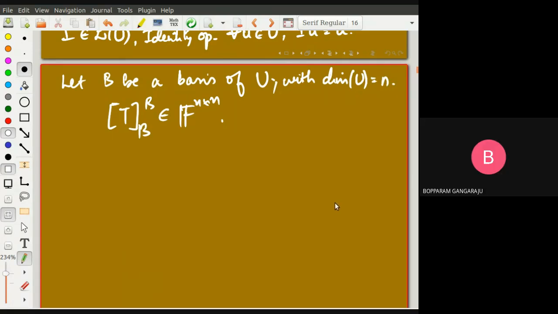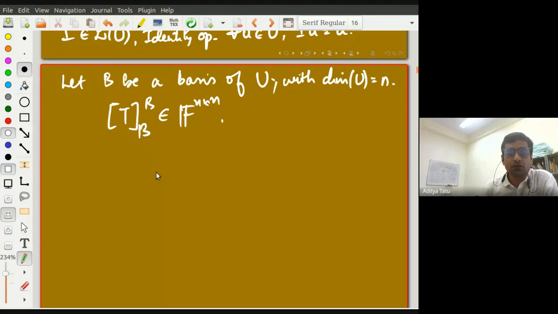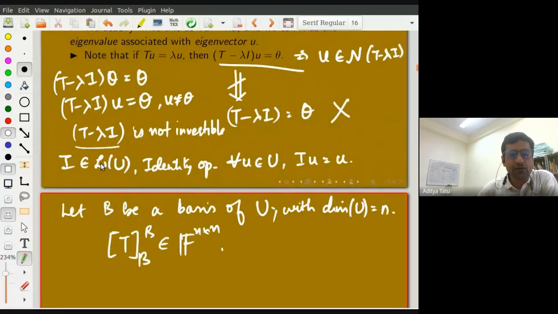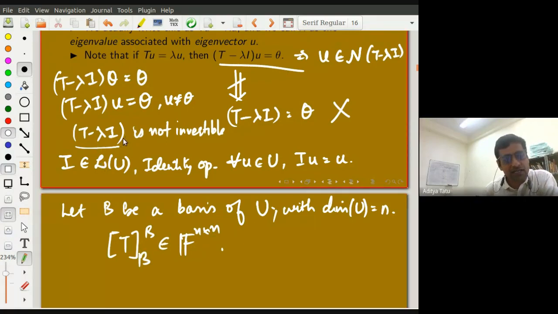How is T minus lambda I defined if I is not square and T is a square matrix? No. See, T is not a square matrix. That's what I'm saying. T is a linear operator. Lambda is just a scalar. I is also a linear operator. So therefore, T minus lambda I is also a linear operator. Is that okay?